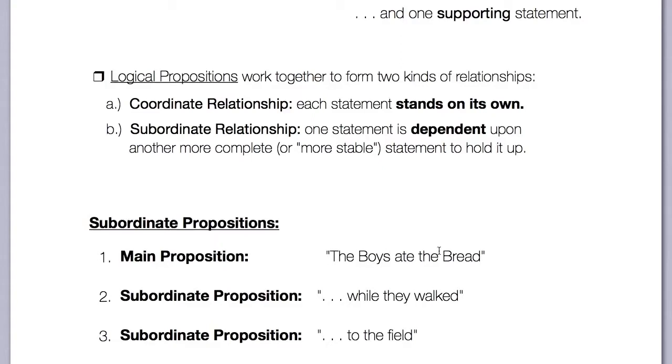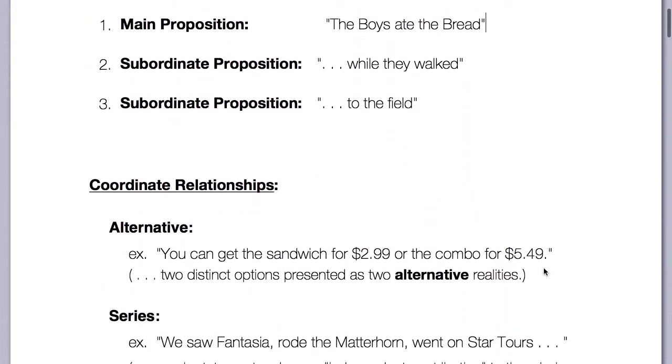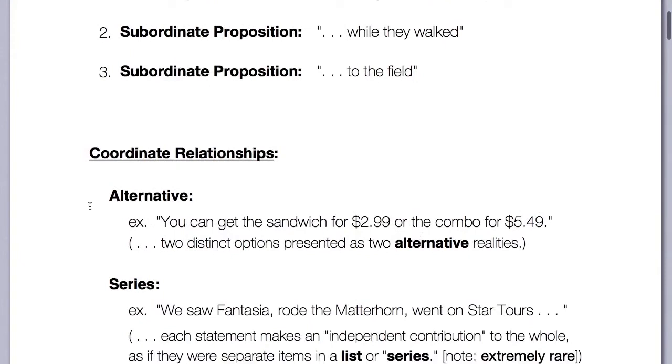But what we'll talk about today is what happens when we take two main propositions, two complete statements like this, and we put them side by side and see them working together in a coordinate, not subordinate, relationship. But when that happens, you get three flavors of logical relationships. The first is called an alternative relationship.